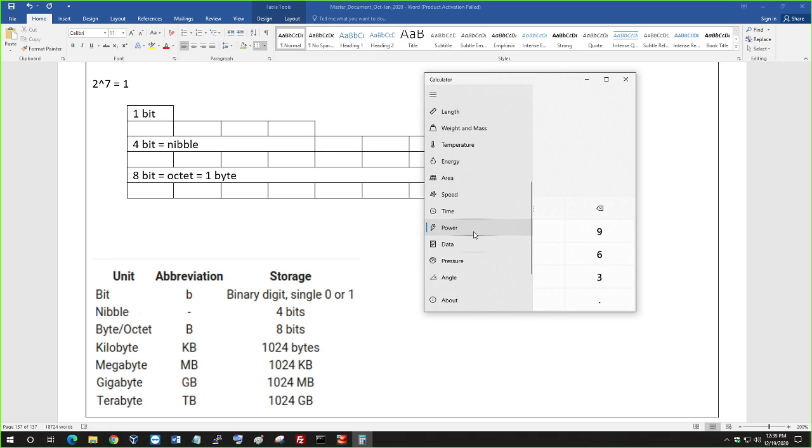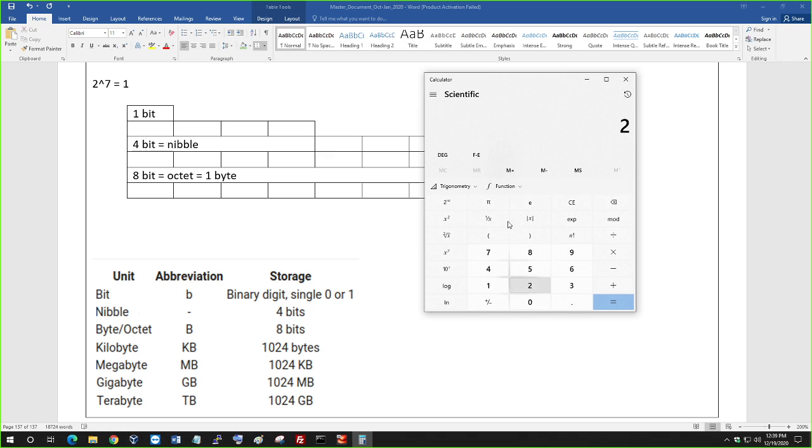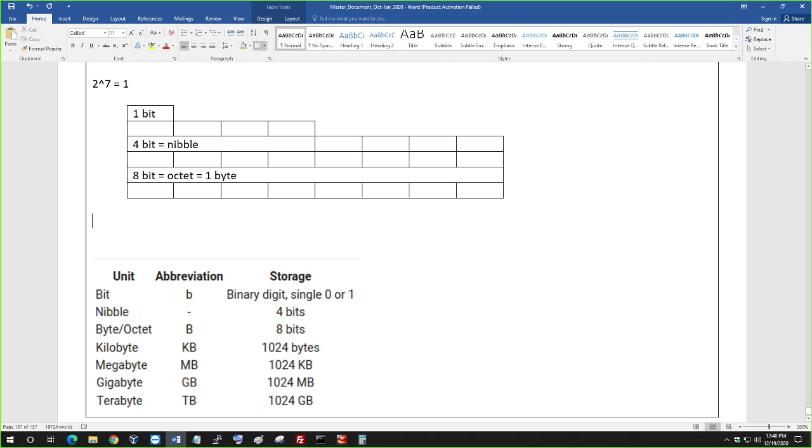Okay, it's not that power. If you raise 2 to the power of 0, the answer will be 1. Okay, so here 2 to the power of 0, answer will be 1.